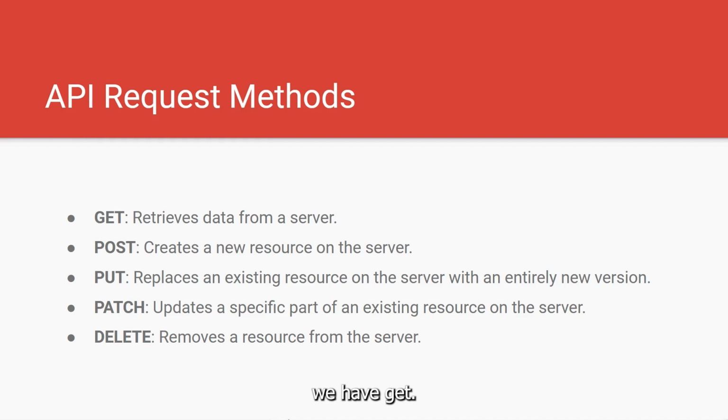So firstly, we have get. So for get, it retrieves data from a server, meaning, for example, if we are going to access a website, we are getting its certain page contents. We are getting data from the server to display on our page. So that is a pretty simple example of what get is. It pretty much retrieves data from a server.